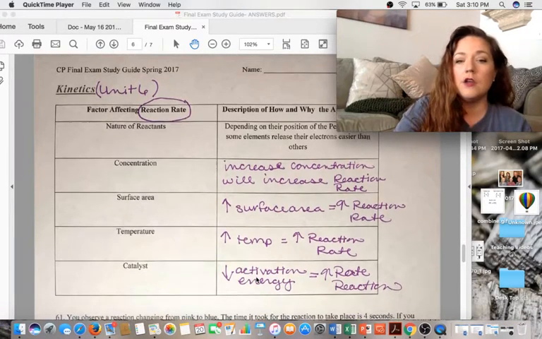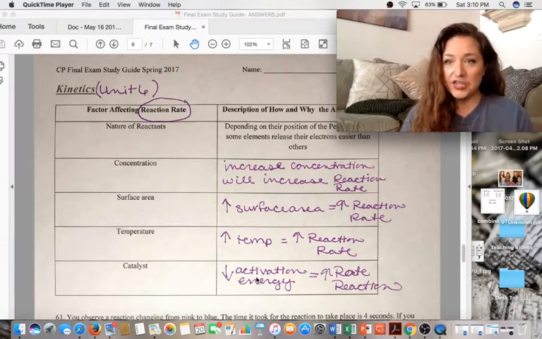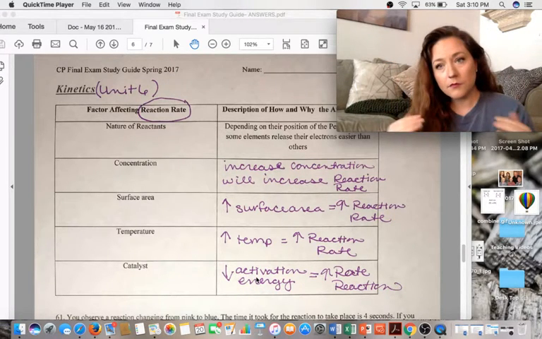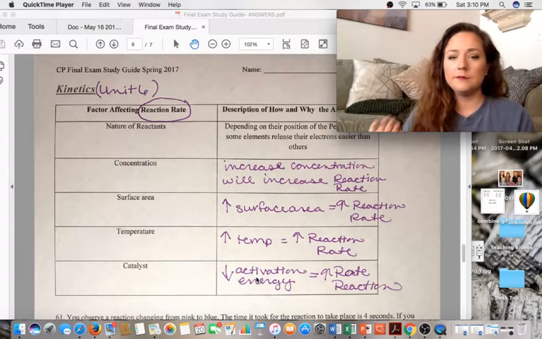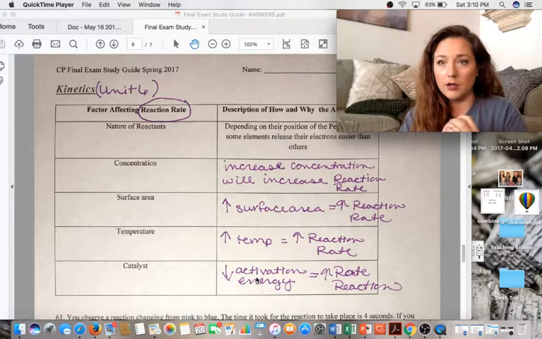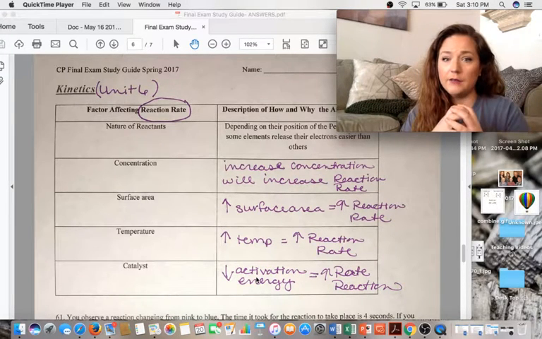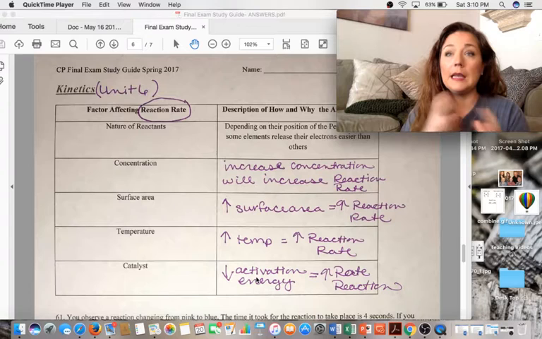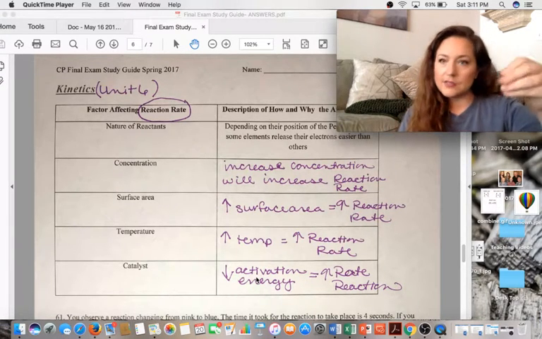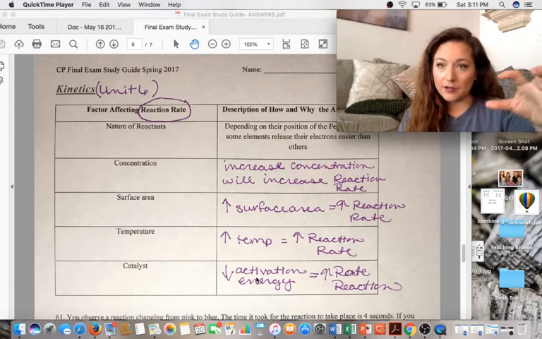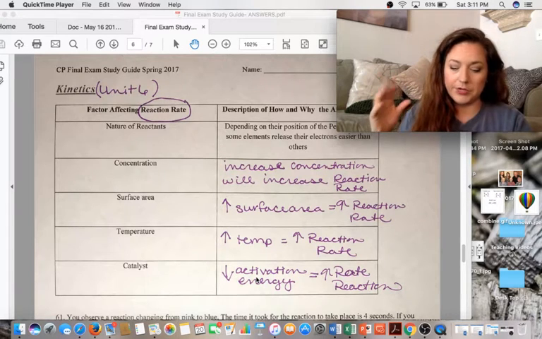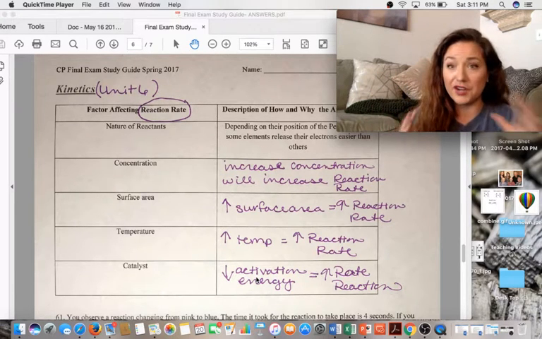All right, surface area. If you increase surface area, you increase the reaction rate. When you decrease the surface area, make it more condensed, you have less of the surface area exposed. For example, powdered sugar. Because it's ground up, the powdered sugar has a high surface area. All the molecules are exposed. They're able to be absorbed very, very quickly.